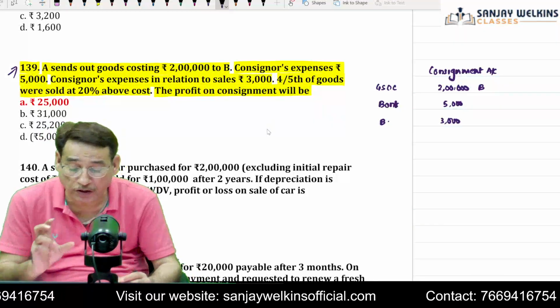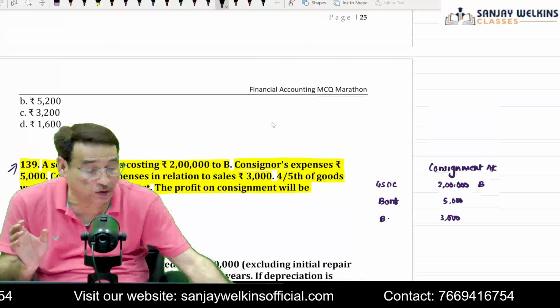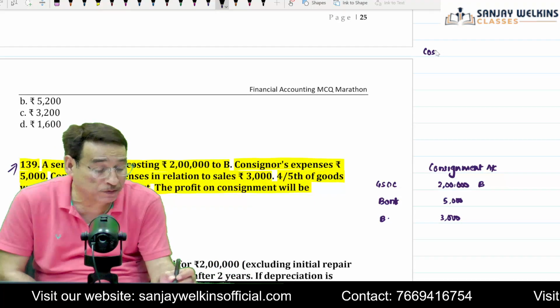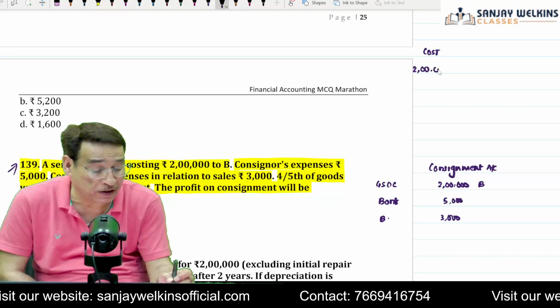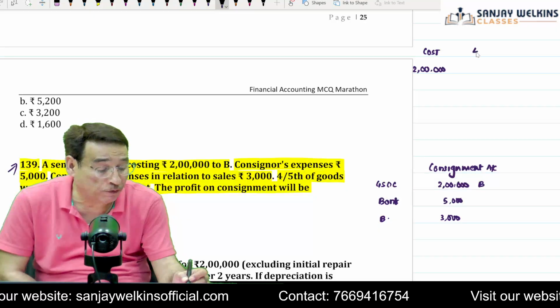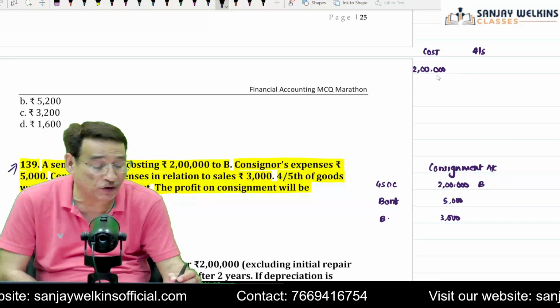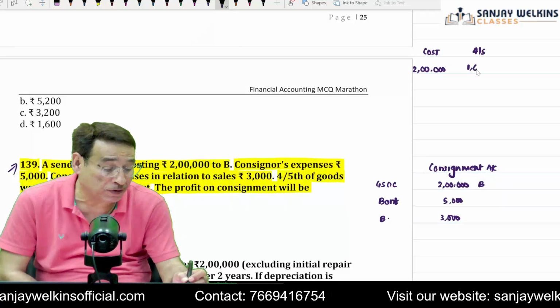4/5 of the goods were sold at 20% above cost. First of all, we need to understand that this is the cost. 2 lakh worth of goods were sent and 4/5 of the goods have been sold out. So first of all, I will have to compute the 4/5. The 4/5 will be equal to 1,60,000.